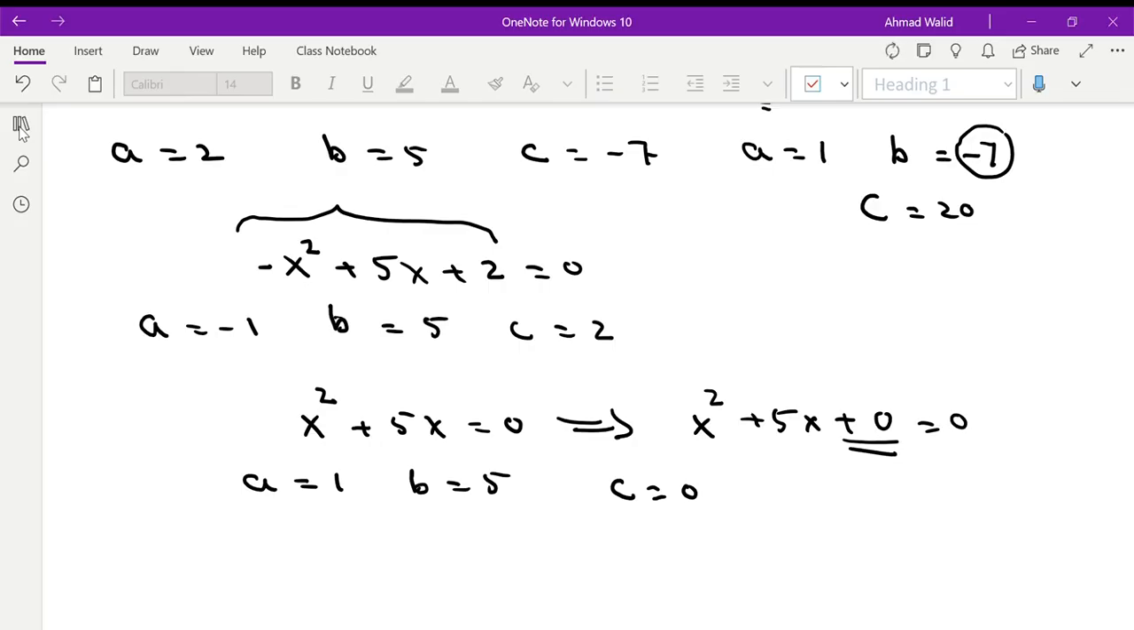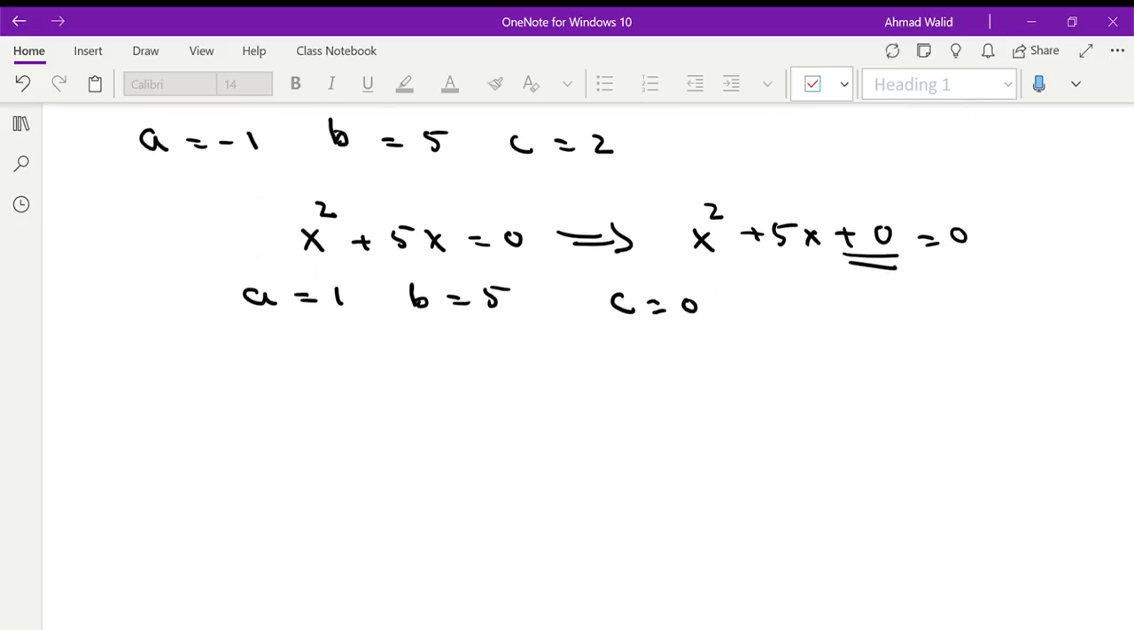Or in this example, when I'm writing, for example, x squared minus 9 equals 0, here my a is equal to 1, b is equal to 0. Remember, b is the coefficient of x, correct? And c is equal to negative 9.